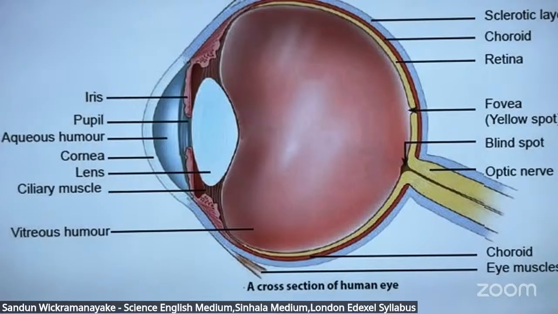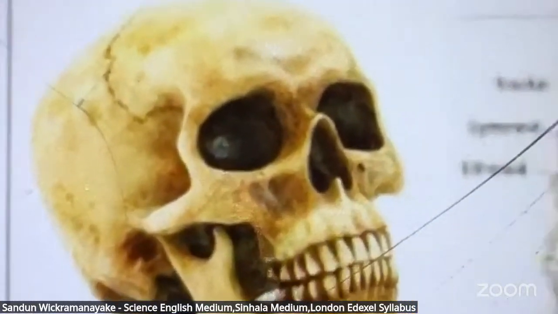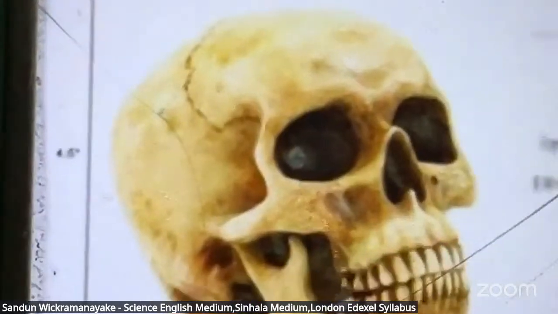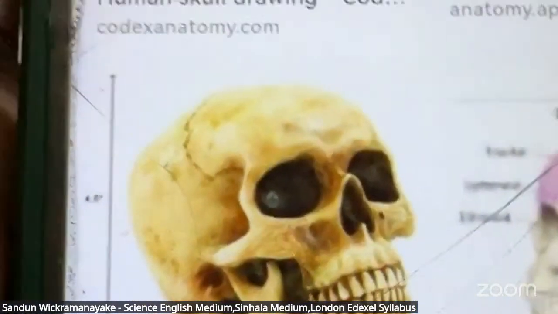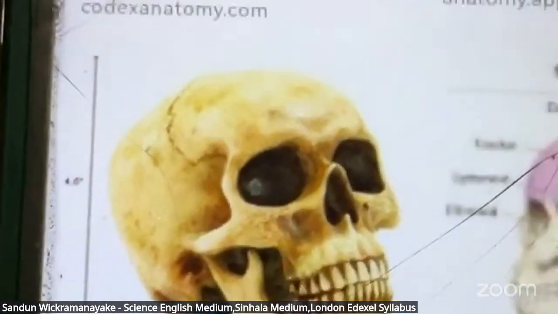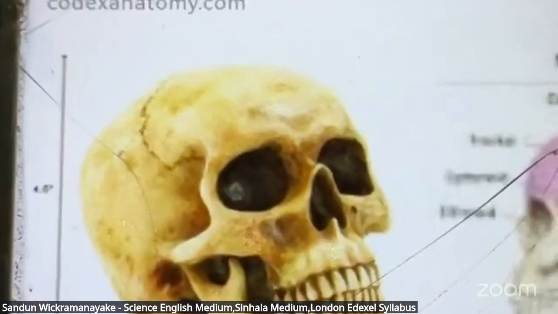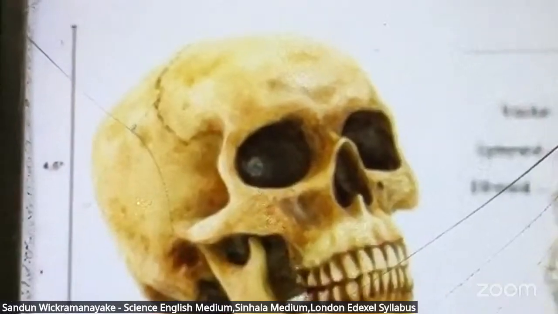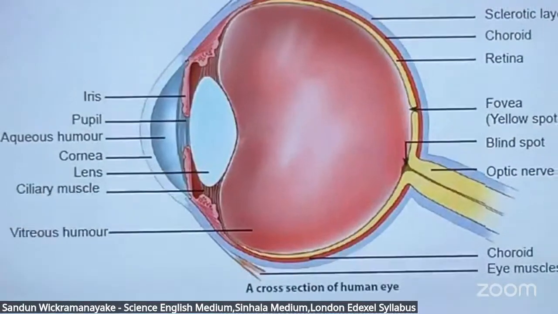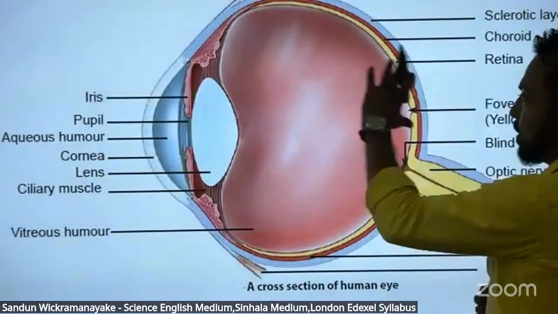This is a human skull. So, right, look at this. This is the human skull. There are two holes. Look at this, here and here. And the two eyes are located, right? Two eyes are located inside of these holes. Right. Okay. So this is the structure of the eye.